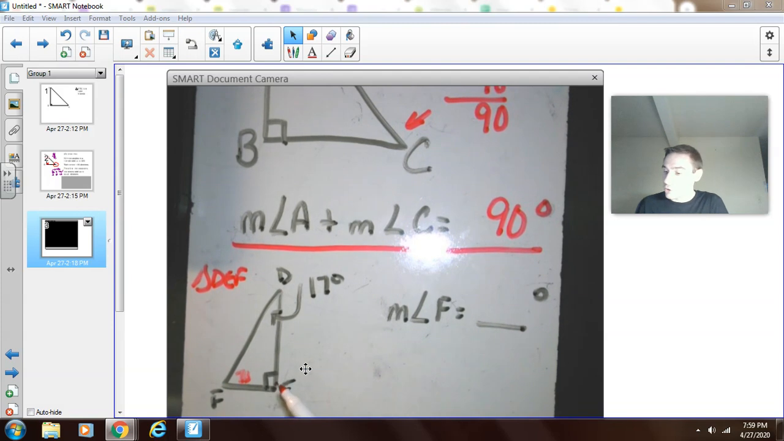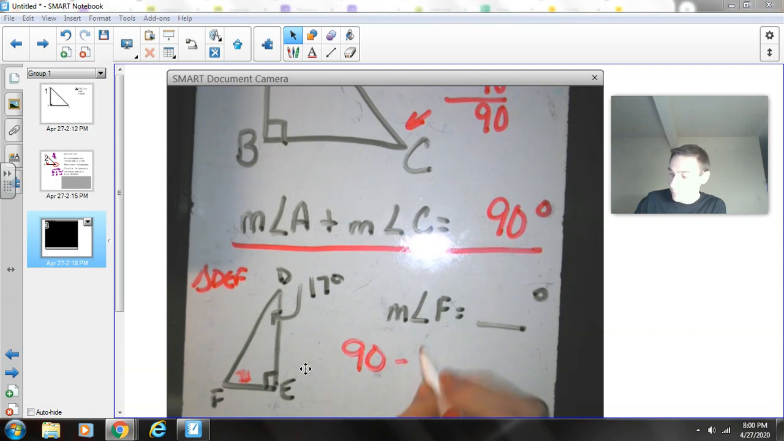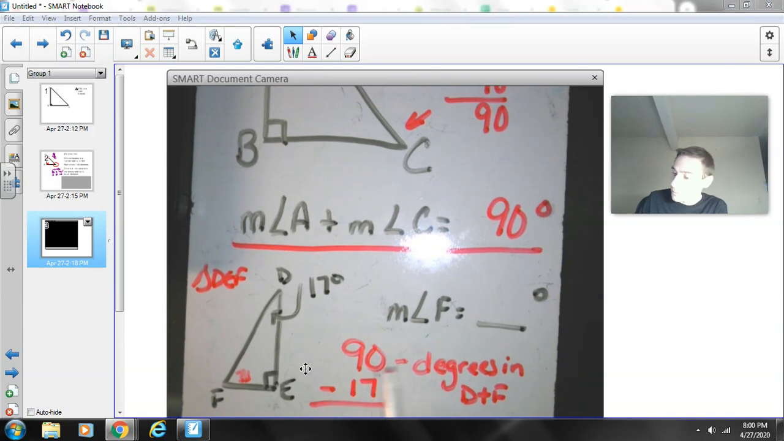And when I go to do this work, I keep in mind that I don't have to play around with these 90 degrees. So I know that if I do 90, which is the remaining number of degrees between D and F, and I subtract the 17 degrees that are in angle D, when I borrow and subtract, I will have 73 degrees left, and this is the measure of angle F.